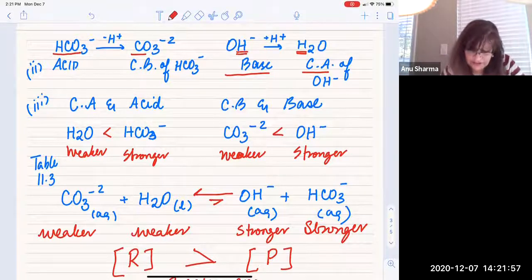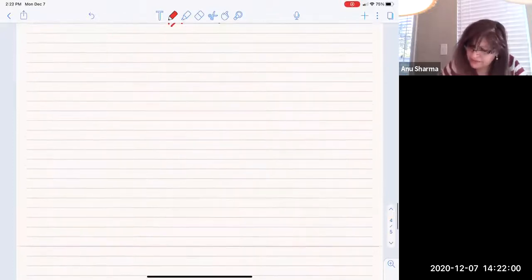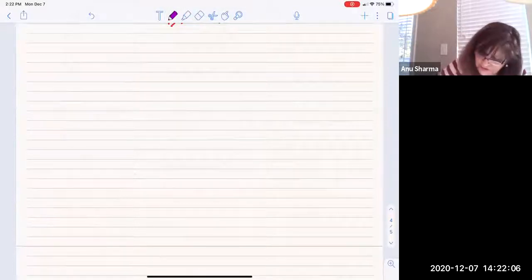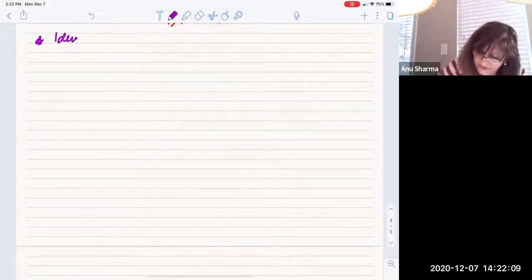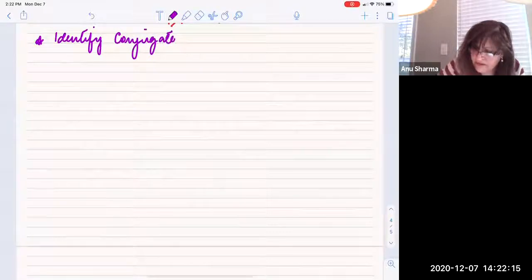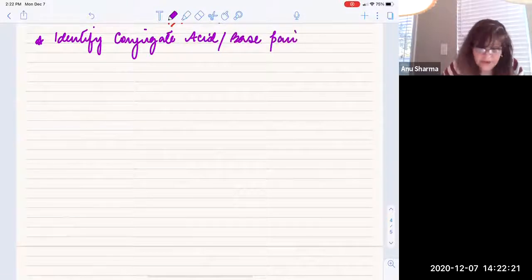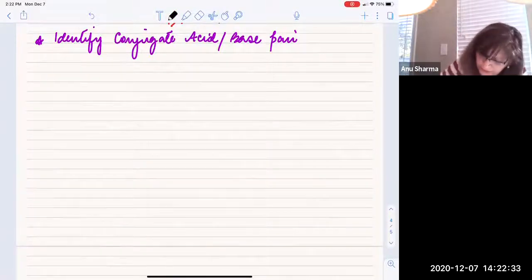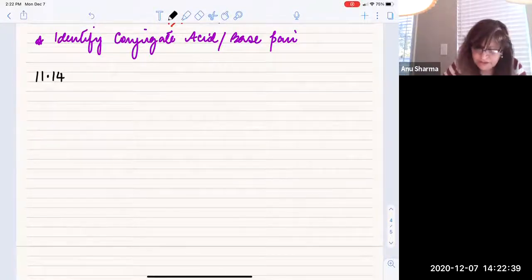Let's just do some questions here. Identify the conjugate acid base pairs. One more question. Here's, sorry, this one, page 406, identify conjugate acid base pair in a reaction. Okay, so here we have, for example, let's do this problem. Identify the base in each of the following. So I'm going to do this one, 11.14. Identify the stronger acid base pairs in the following equations.